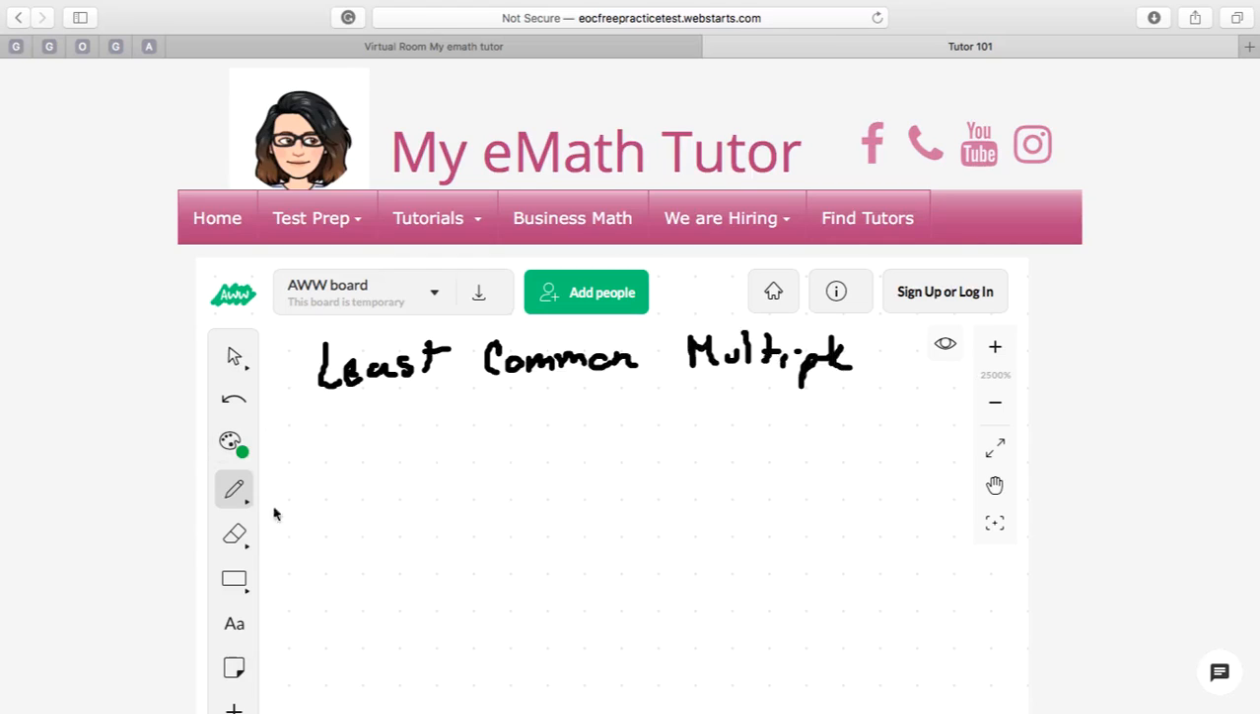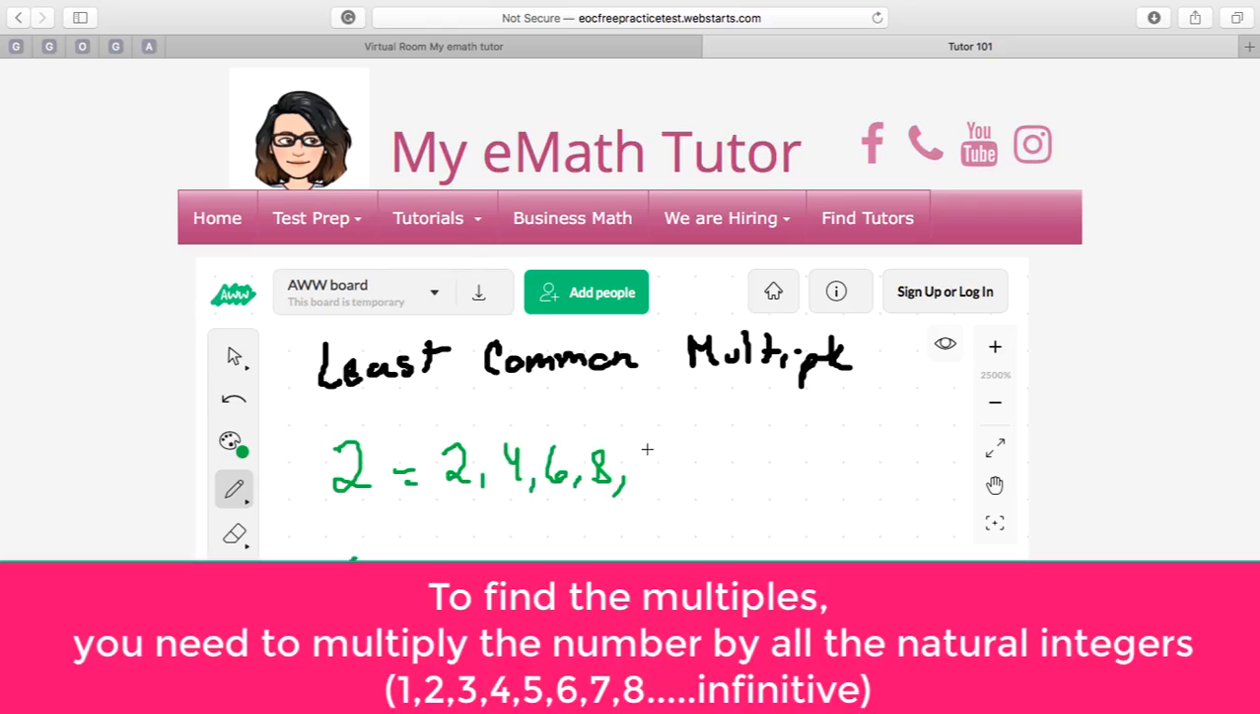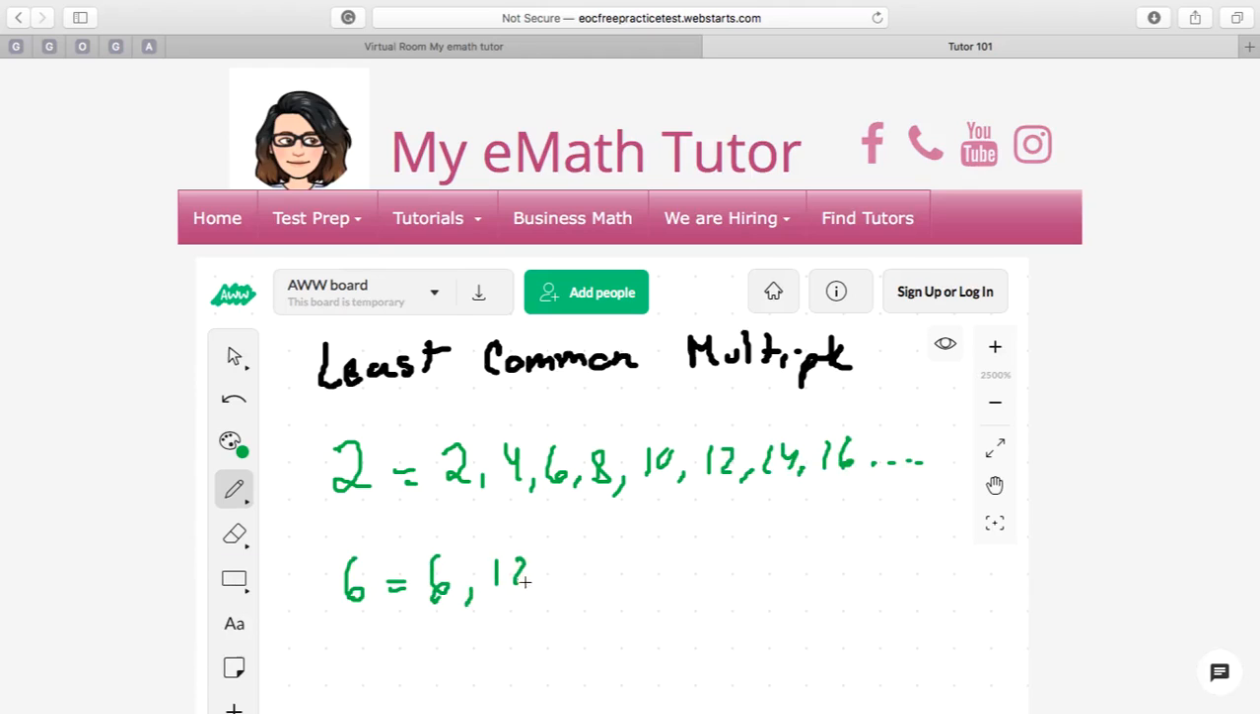So let's say that you have the number 2 and you have the number 6. Now, if I figure out the multiples of 2, I'm going to have 2, 4. Remember, the multiples you multiply: 2 times 1, 2 times 2, 2 times 3, 2 times 4, 2 times 5, and so on. If you want the multiples of 6, you're going to do 6 times 1 is 6, 6 times 2 is 12, 6 times 3 is 18, 24, and so on.